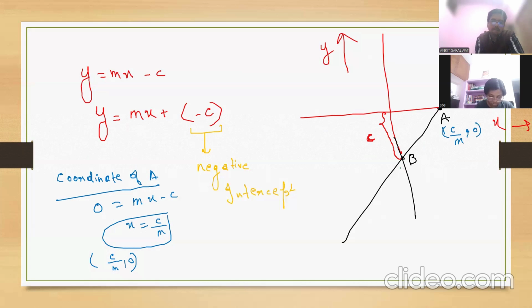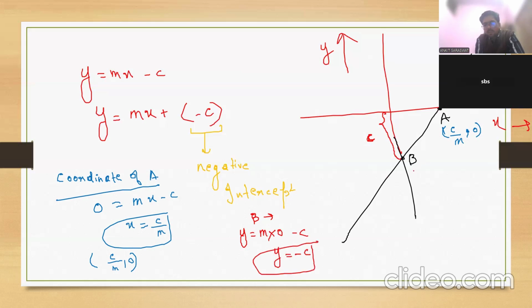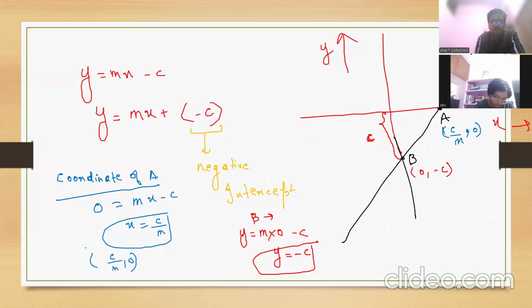What is the coordinate of B? This is the y-axis. On the y-axis, what is 0? x is 0, sir. Now tell me then. y is minus c, sir. Very good. So how will you find the coordinate of B? On the y-axis, x is 0, so y will be minus c. So the coordinate on the y-axis is 0 comma minus c. Understood? Clear? Any doubt? No doubt, sir.